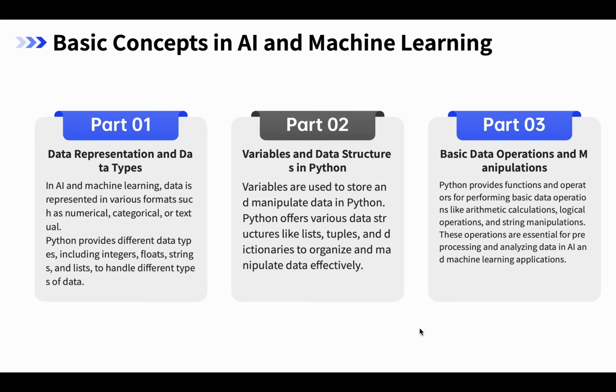Now, basic concepts in AI and machine learning. So there are mainly three parts. First part is data representation. Second part is variable and data structure. Third part is basic data operations and manipulations. We'll learn about these as we move ahead. So for now, let's just keep it to that.